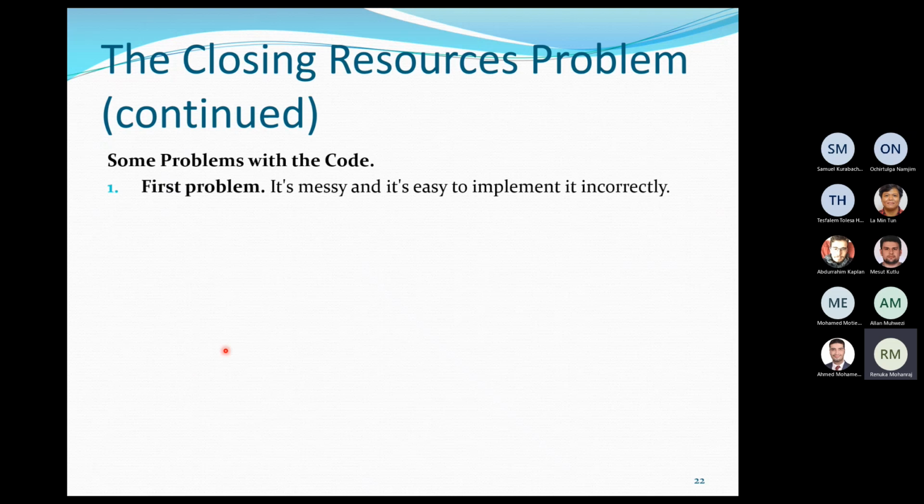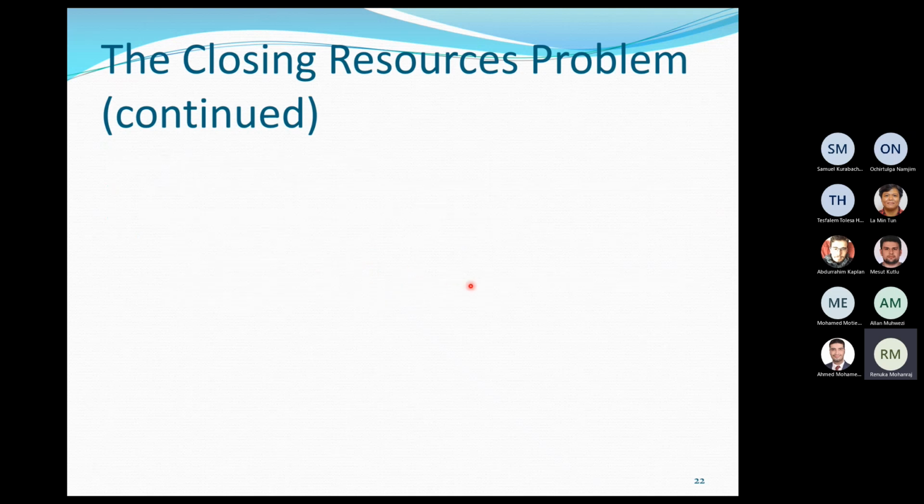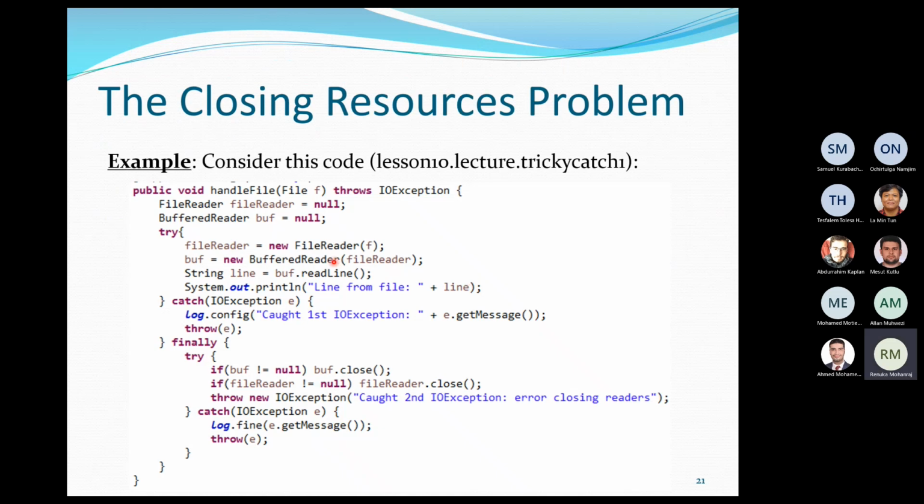So there are some potential problems with this logic: it's messy and easy to implement incorrectly. What do you mean by incorrectly? It means you may forget to provide finally, right? And scenarios: if the buffer reader is created and readLine causes an IO exception from the main code, so if the file reader has an error, it will throw this exception, right?